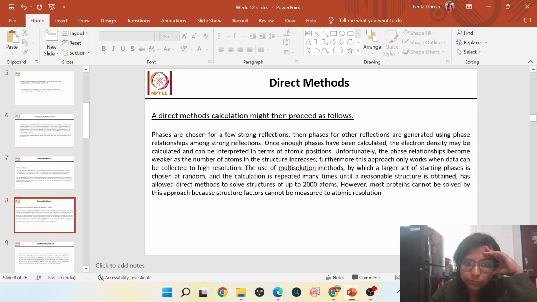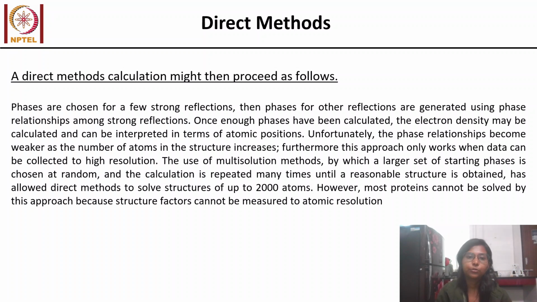A direct method calculation proceeds as follows. At first, a few strong reflections are chosen and their phases are assigned at random. Then the phases for other reflections are generated using the phase relationship among the strong reflections. And once enough phases have been calculated, the electron density can be calculated and interpreted in terms of atomic positions.